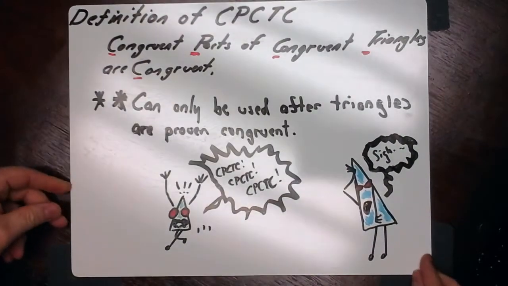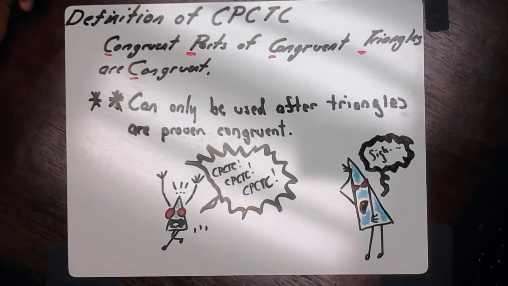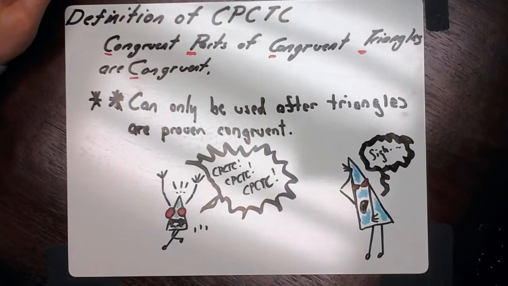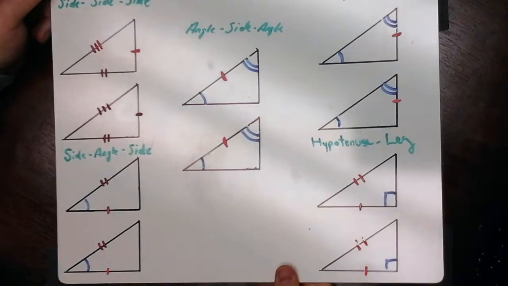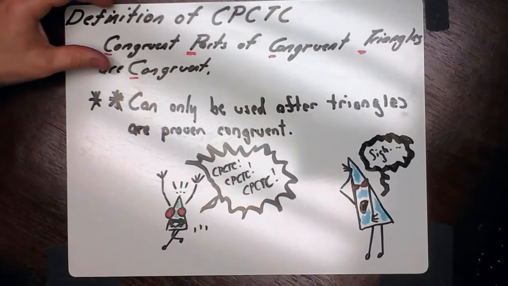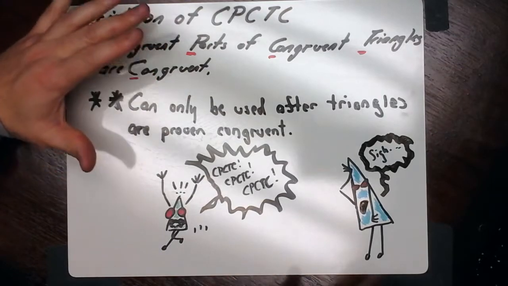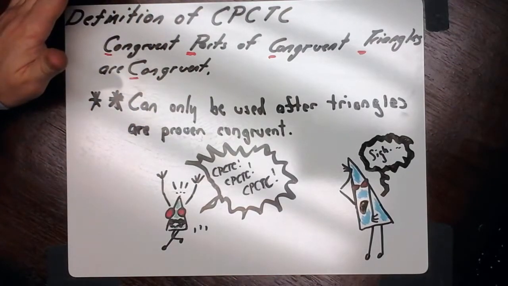Okay, let's take a look at the definition of CPCTC. Okay, so the definition of CPCTC, as mentioned before, is just stating that congruent parts of congruent triangles are congruent. In other words, once I prove 2 triangles to be congruent using the previous 5 methods, I can make this statement about any part not listed in the proof. So I can say, once the triangles are congruent, that any part of those triangles are congruent.